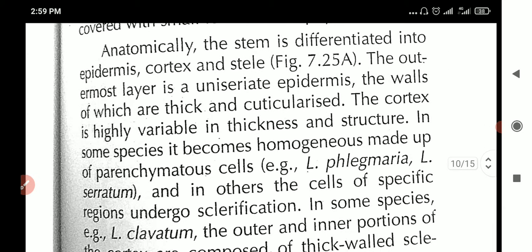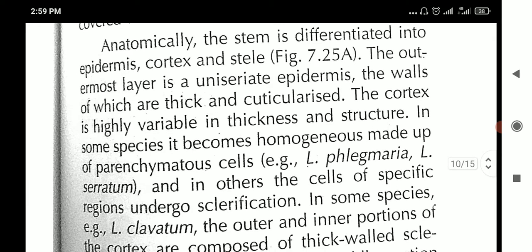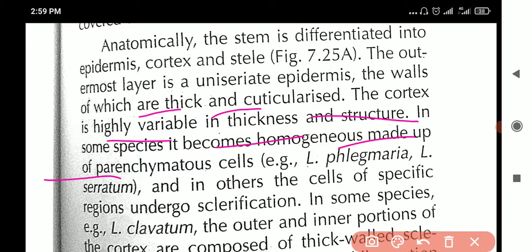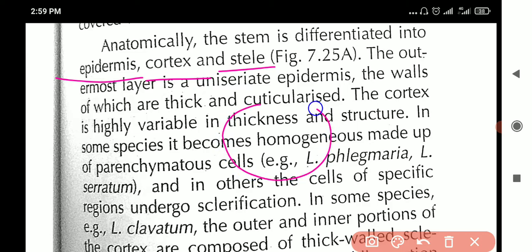Okay, let's look at the anatomy. The anatomy of the stem is that it is differentiated into epidermis, cortex, and stele. Everything inside the pericycle, then you have your xylem and you have your phloem. Everything this is known as a stele. Obviously, you have learned it, so you know.